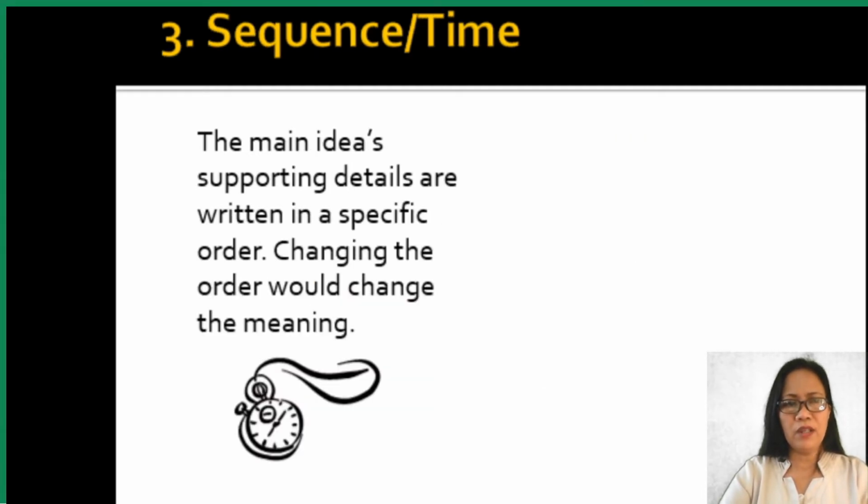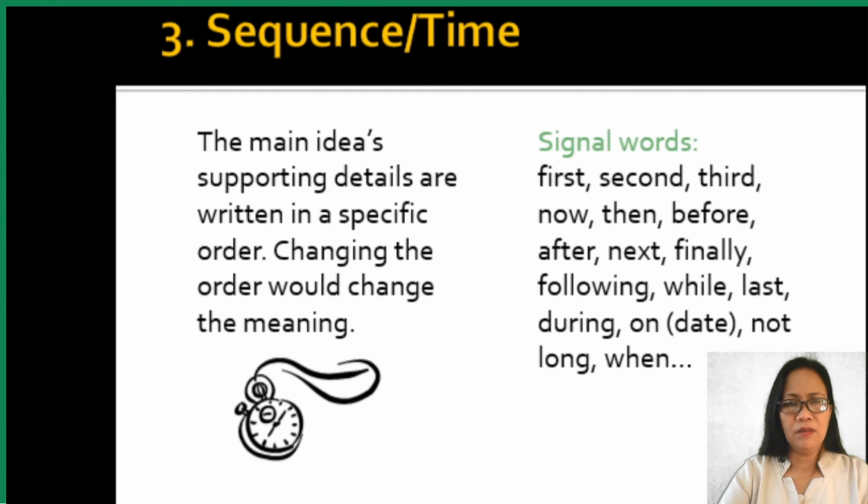The third one is sequence or time. The main ideas and supporting details are written in a specific order. Changing the order would change the meaning. The following signal words are used for sequence or time: first, second, third, now, then, before, after, next, finally, following, while, last, during, on (date), not long, and when.